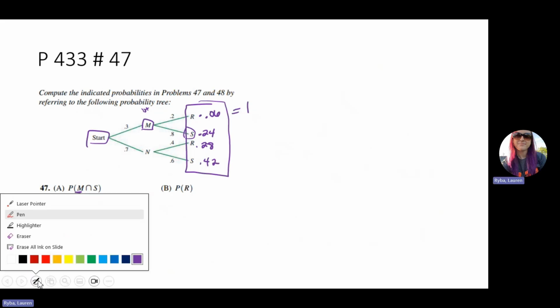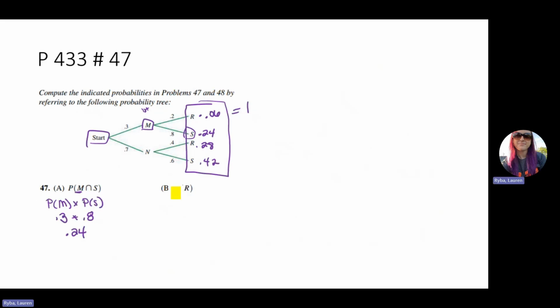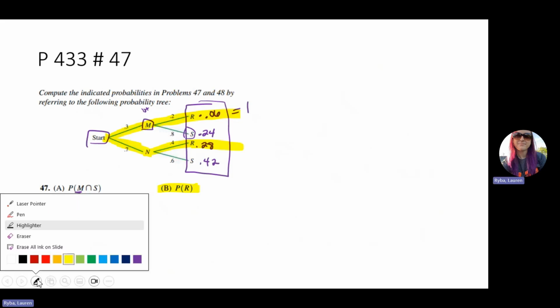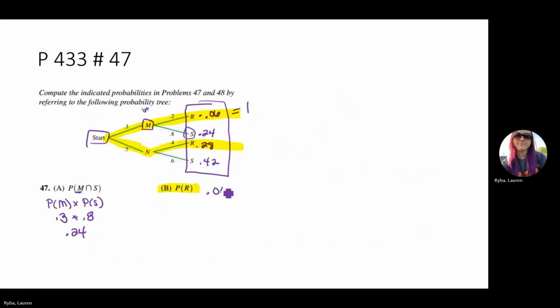Now I needed to do that in order to answer the second part here. Probability that I get an R. Well, I get an R up here, and I get an R right here. So if I choose M then R, I get an R. If I choose N then R, I get an R. So those two combined make a total of 0.34, or 34% of our results end with an R.